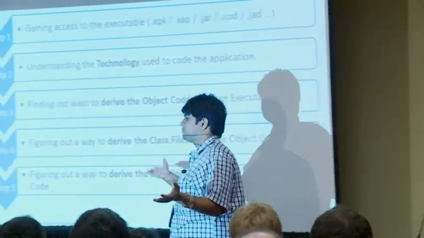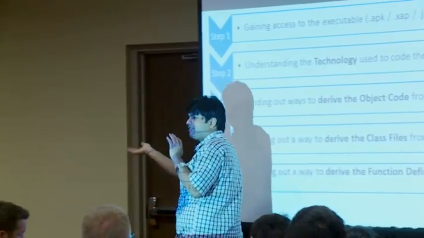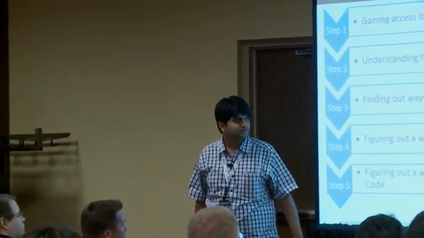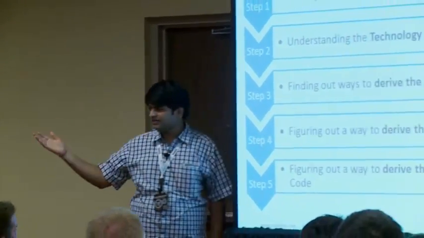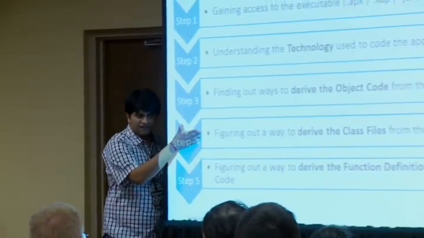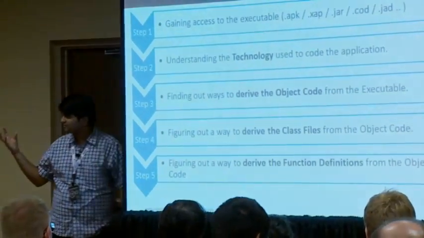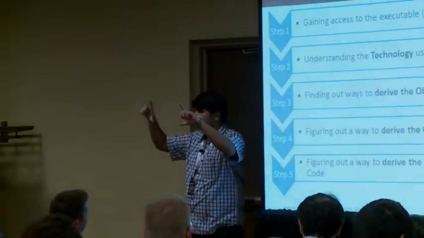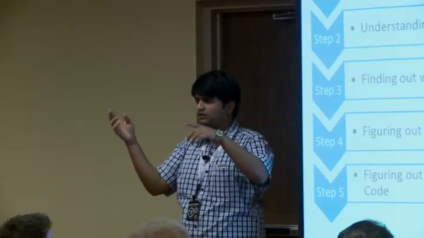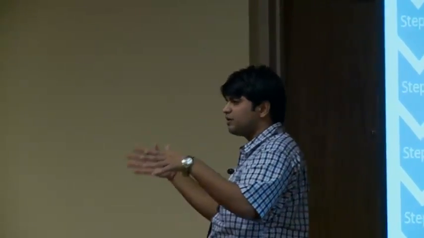Once you have the object code, the next step is to simply find a retranslator. Once you've done that, try and figure out a way to find the class files. Now in the class files you have various variables. Let's say you're writing a simple program to do a login check. The class files will have variables like user ID, password, and a function or a method which uses these two parameters to perform a check.